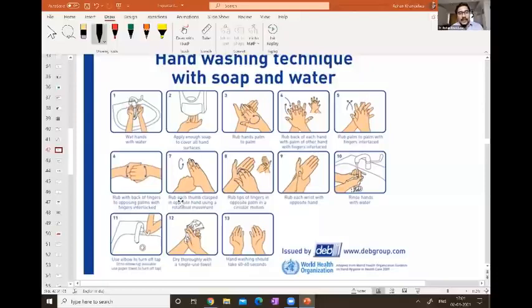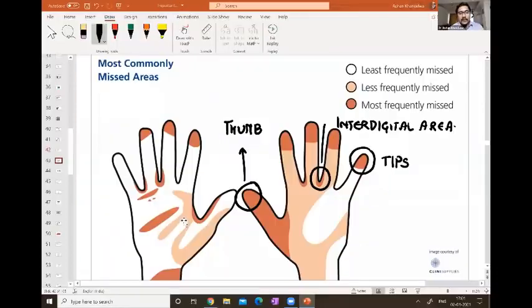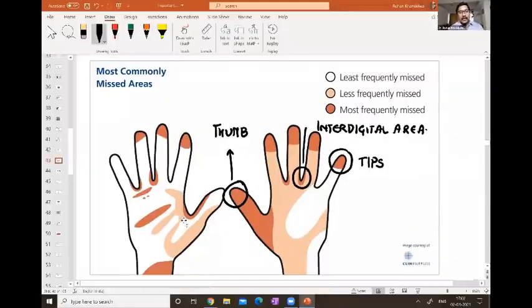These are the 3 sites where even if you wash your hands, contamination can be missed behind. Even if you wash your hands properly, contamination can be missed. That is the thumb, interdigital area, and the tips. Thumb, interdigital area, and the tips, these are the places where contamination can still be missed.